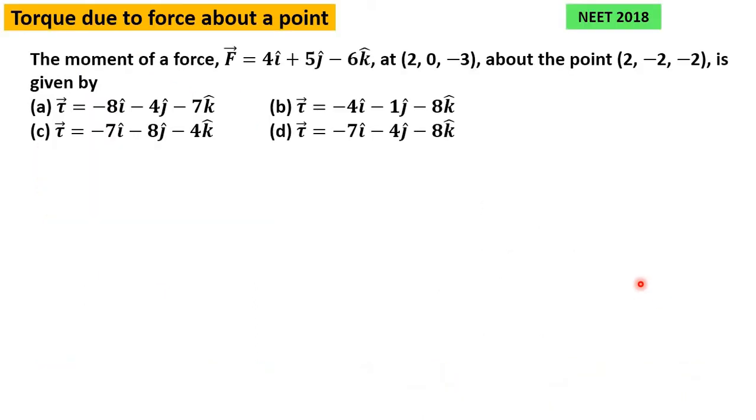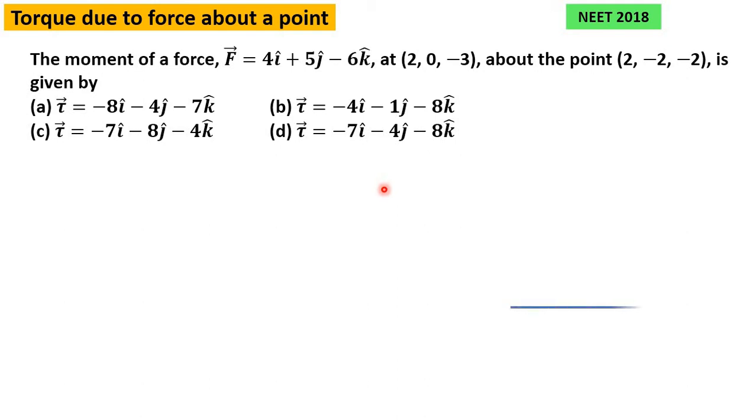In this video, we are going to study a question of NEET 2018 exam. Torque due to a force about a point. Question says that the moment of a force F equal to 4 i cap plus 5 j cap minus 6 k cap at 2, 0, minus 3 about the point 2, minus 2, minus 2 is given by which of these following options?